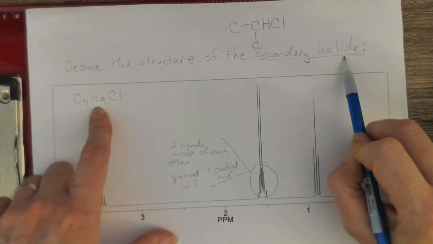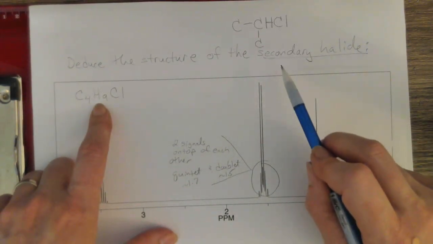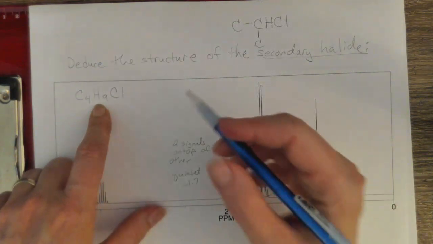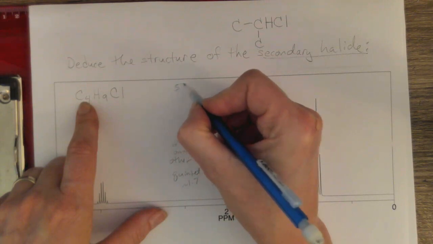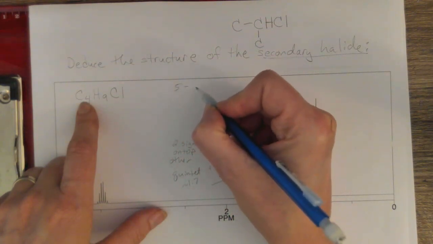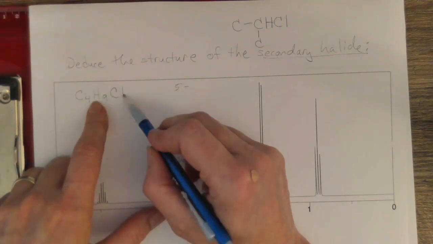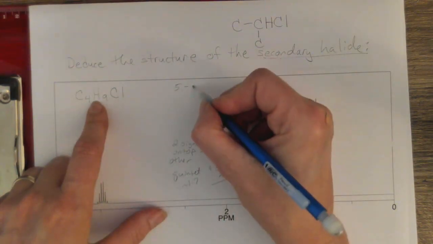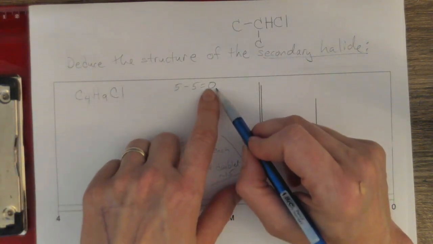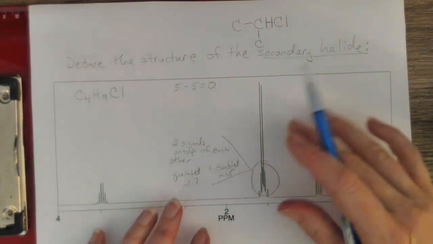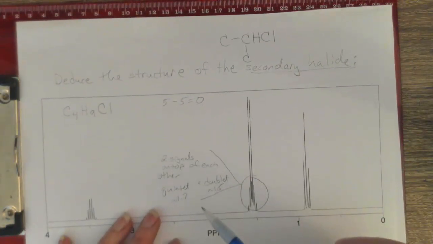Okay. The next thing we're going to do is find the degrees of unsaturation. So let's do that. 4 plus 1 is 5. And then I have to subtract off. If I take the sum of these, 9 plus 1 is 10, half of that is 5, I get 0. So no rings, no multiple bonds. It's just an alkyl halide. That's useful information before we get started predicting the structure.